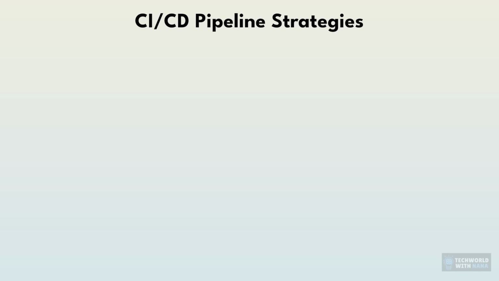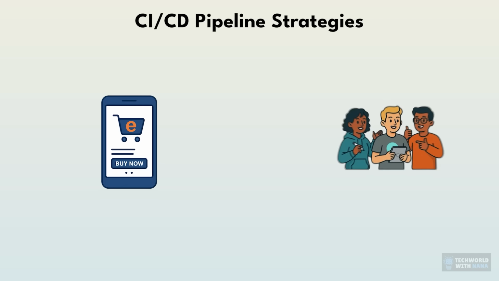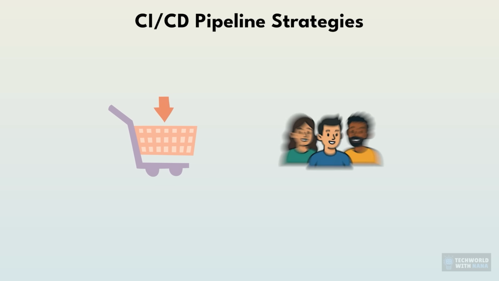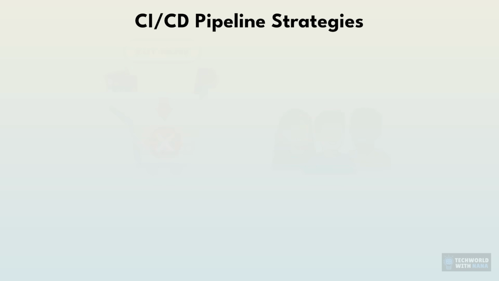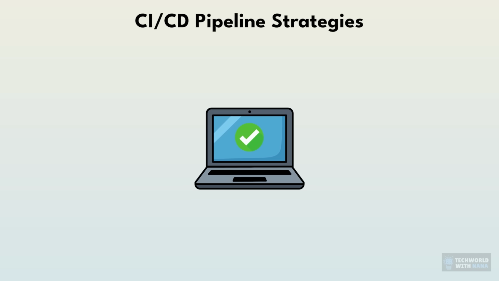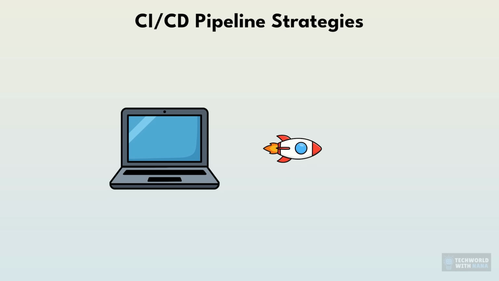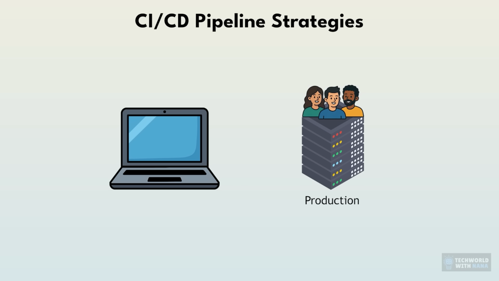Let's say you're working on an e-commerce platform and your team just finished building a new checkout feature. With this new feature, customers can now save multiple payment methods and there is a buy now button that skips the cart entirely. You've tested it on your laptop, everything works, so now you need to deploy it to production where real customers will actually use it.